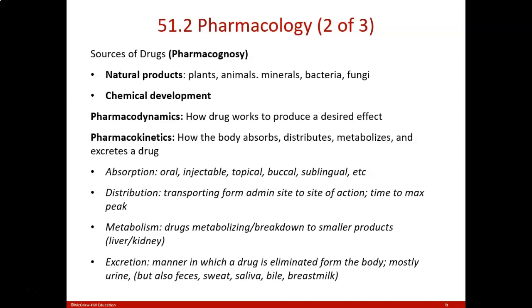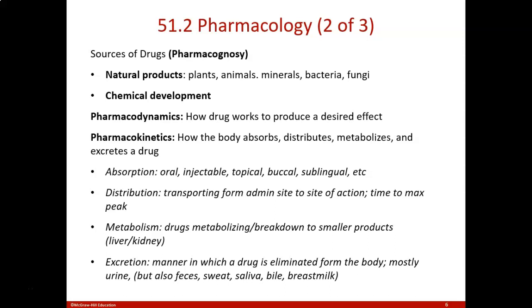Then there's times where they can actually develop something synthetically in a lab. And so we can look at something like penicillin that comes from a fungus or a mold and can actually make an antibiotic. We actually have other medications like Bactrim, which is synthetically made in a lab. And so some of these medications can come from natural sources versus synthetic formation in a lab. Okay.